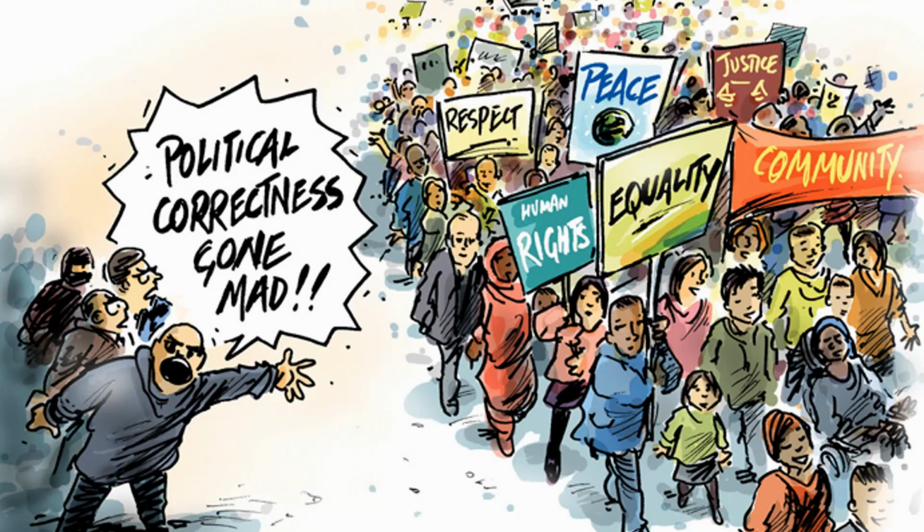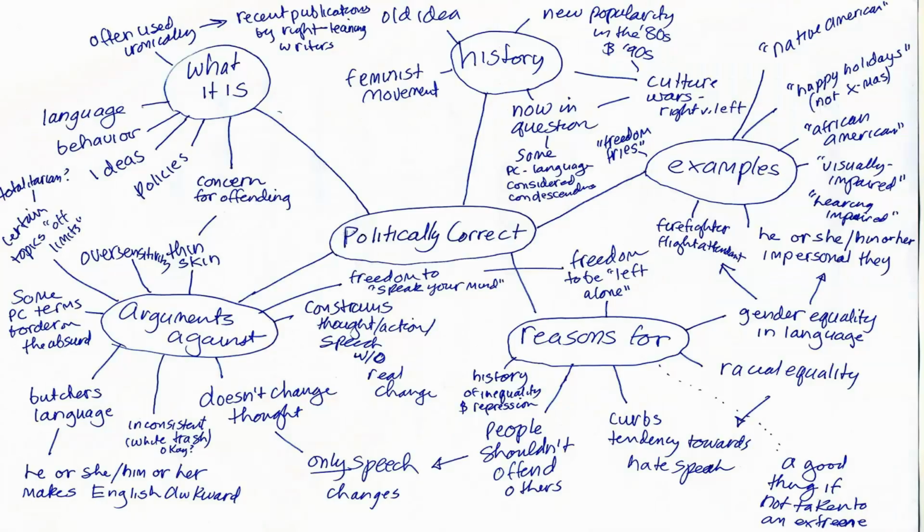Anyway, since it's a complex area, there's a lot of things you could possibly write about. This person has the politically correct as their center item, then branches out for history, examples, reasons for, arguments against, what it is, and you see there's lots of thoughts. What I like about this is there are connections between them. Arguments against, freedom to speak your mind. Contrasts it with freedom to be left alone, and they're actually connected in that way. Arguments against, doesn't change thought. Argument for, people shouldn't offend others.